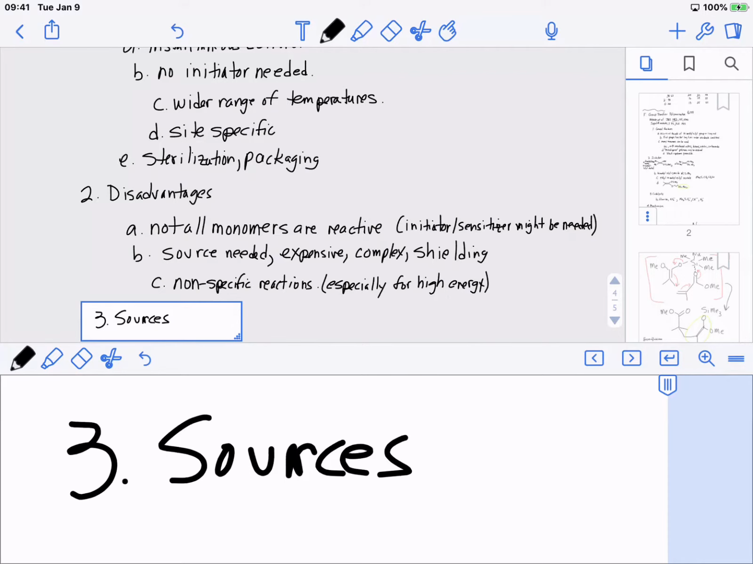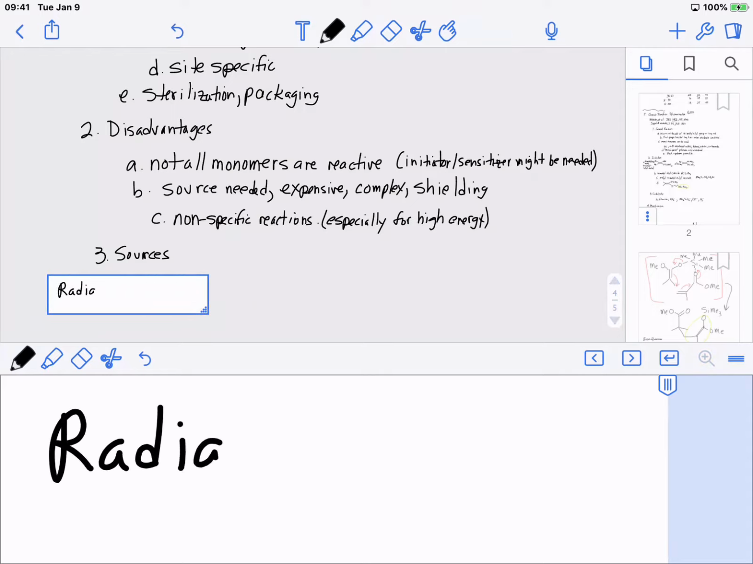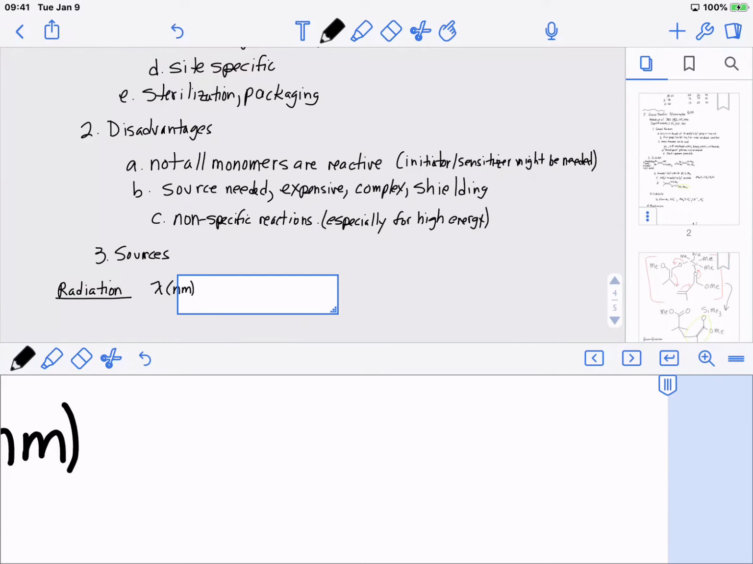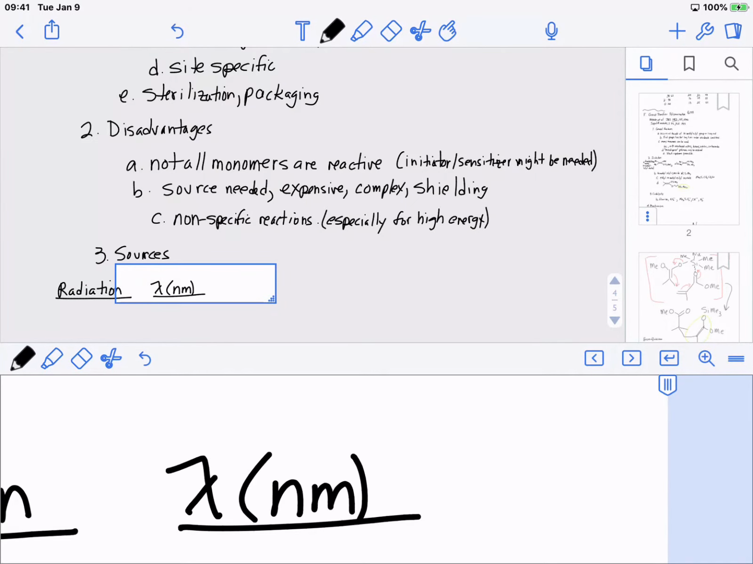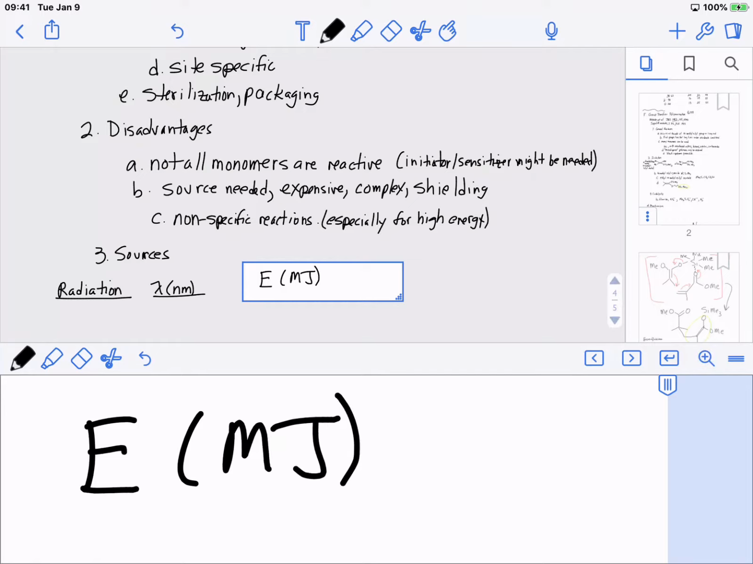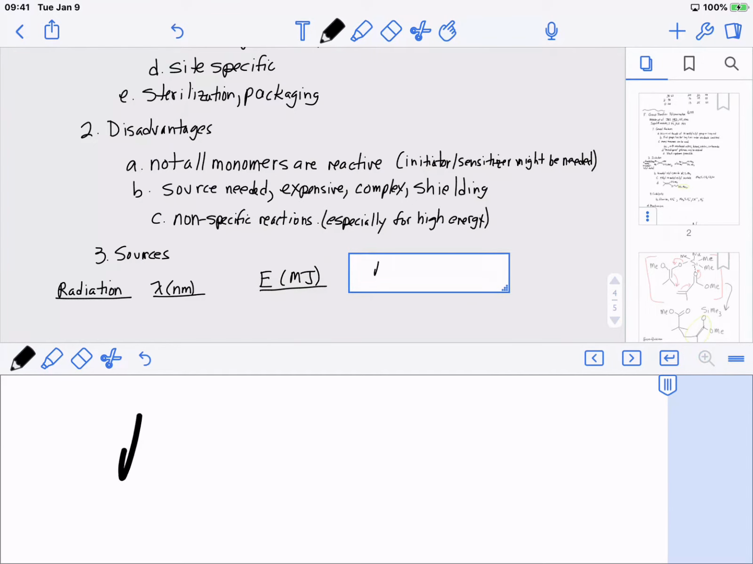Okay, I'm going to try and do a chart again. I've had mixed luck with my charts so far. But here we'll do radiation, the kind of radiation here. We'll do the wavelength in nanometers. We'll do the energy in megajoules. And we'll do the application.